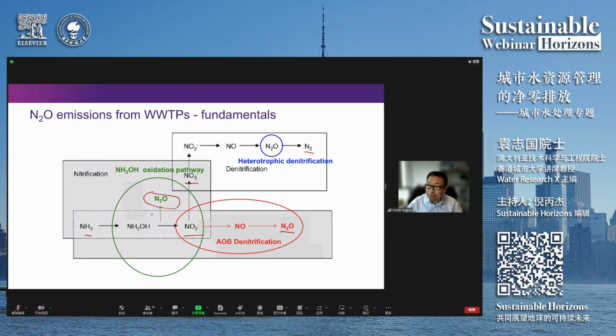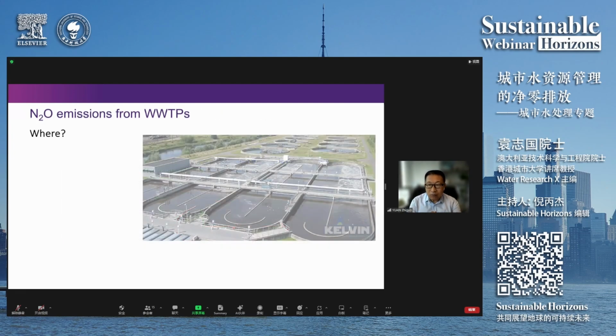Any issues there? If not, I continue. So N2O can be produced and leaked as a byproduct of ammonia oxidation. So first question, where is N2O emitted? It is mainly emitted from aerobic zones, with the N2O emission from anoxic zones typically small.